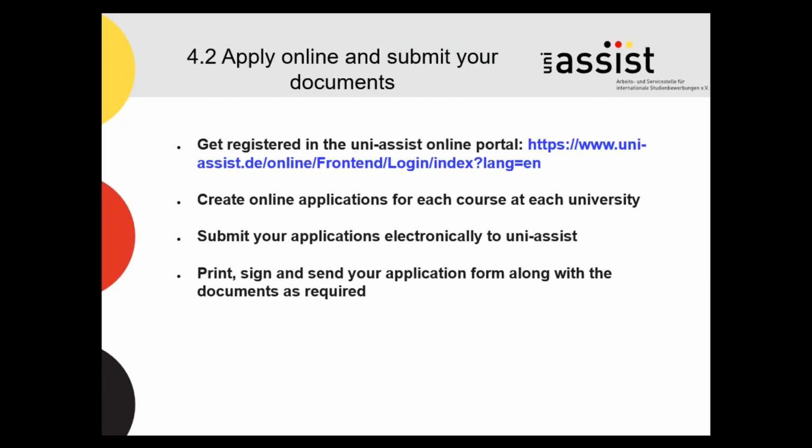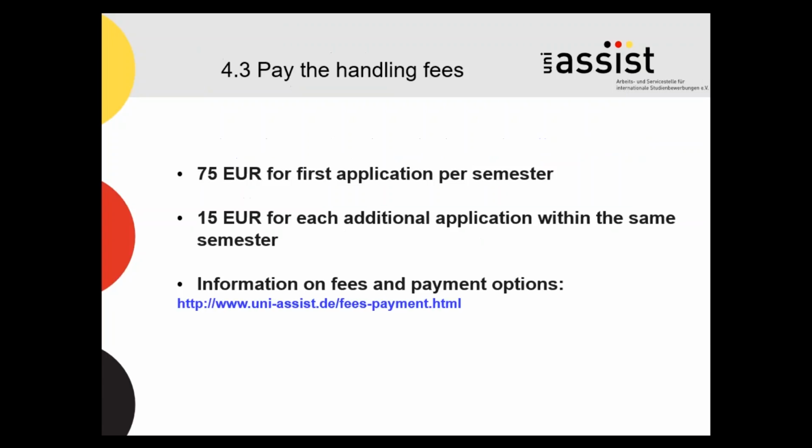Then you can track the online status of your application. Before that, it is just important that you pay the application fees. It is 75 euros for the first application per semester, and it is 15 euros for each additional application within the same semester. You will find our payment options and information on the fees on our website, as you can choose to pay either by credit card or you can transfer the payment.